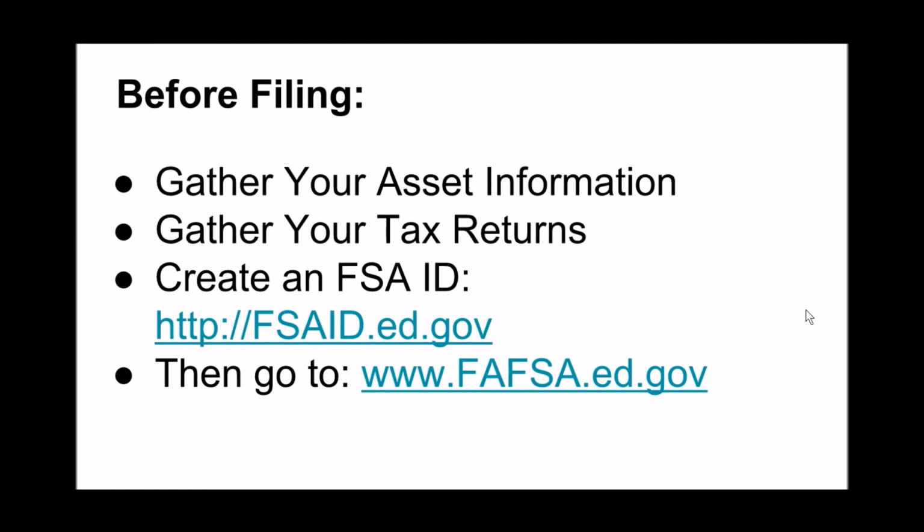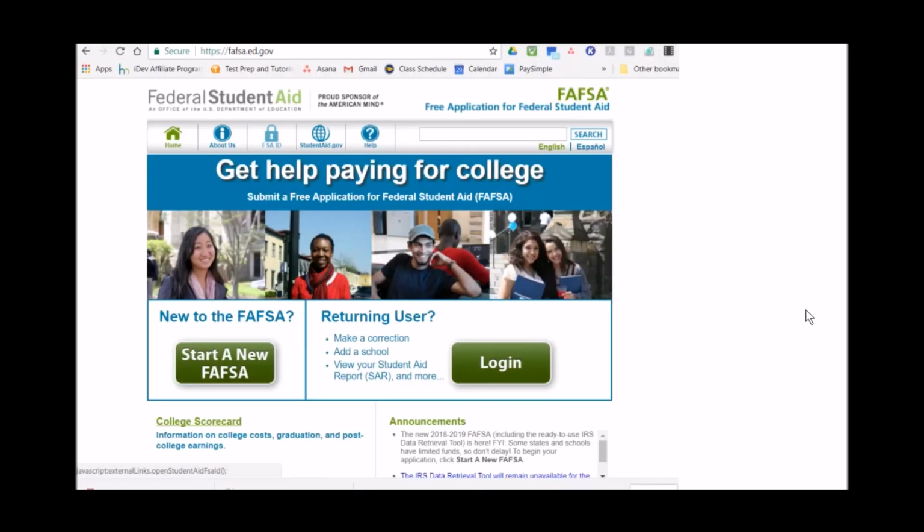Again, you can file without your FSA ID. However, later on, if you want to make changes or release the form to additional schools, you will need your FSA ID at that time. So after you've applied for your FSA ID, or, if you're up against a deadline, you can do it after we file the FAFSA, then we're going to go to www.fafsa.ed.gov. And this is the first screen that we're going to see.